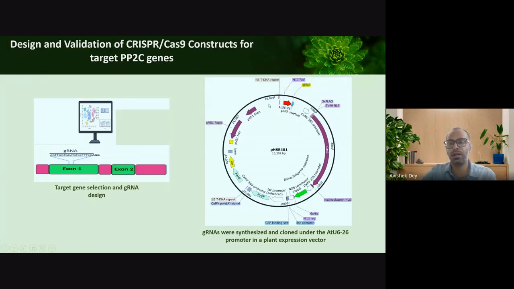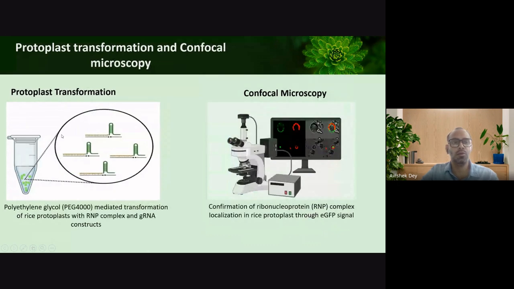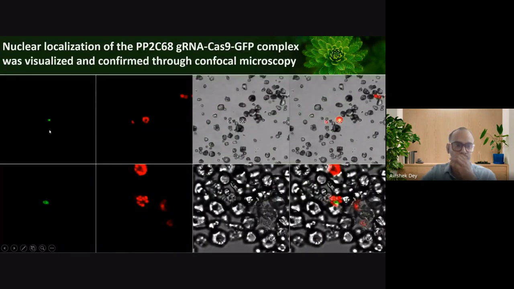So we design guide RNA, we clone them, and then what we do is we transfect this isolated protoplast using this enzyme complex, like guide RNA and your Cas9 enzyme complex. And then you can actually visualize where your things are localizing. So if you see, this is your nucleus. This is GFP.